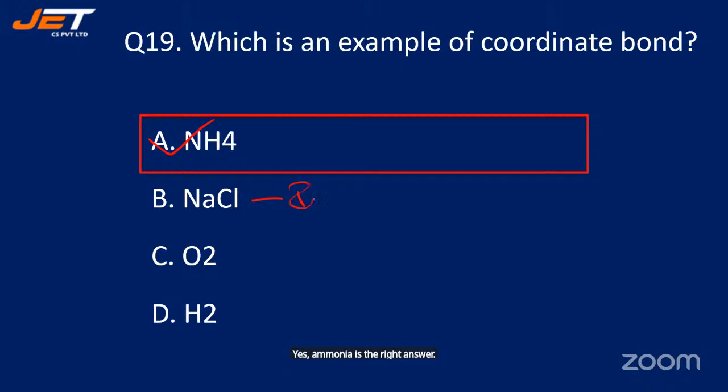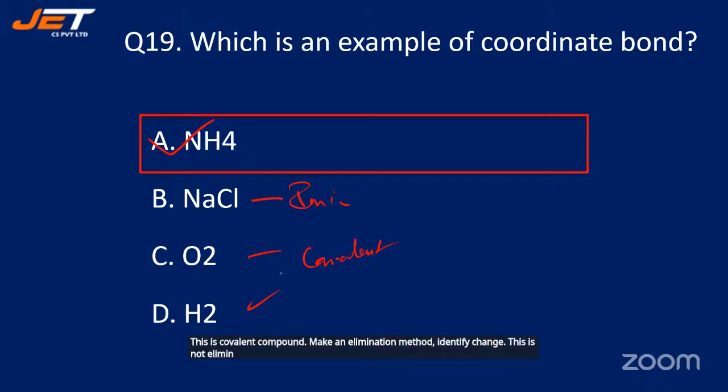This is ionic compound. This is covalent compound. You can also identify it here by the elimination method. This is not eliminated, this is eliminated, this is eliminated. Remaining is ammonia. Ammonia is having the coordinate covalent bond.